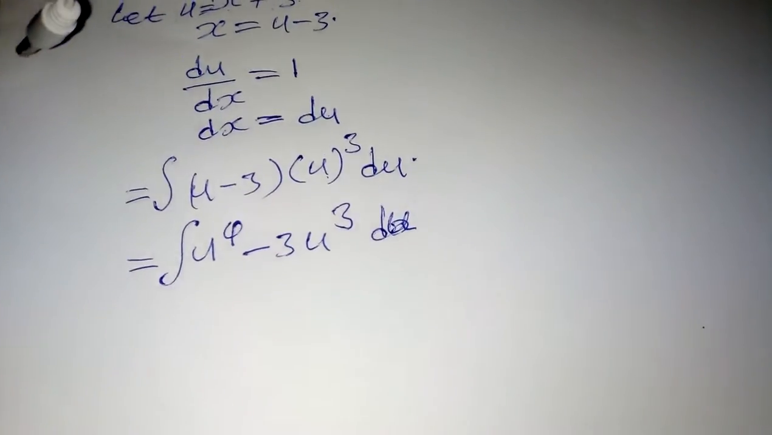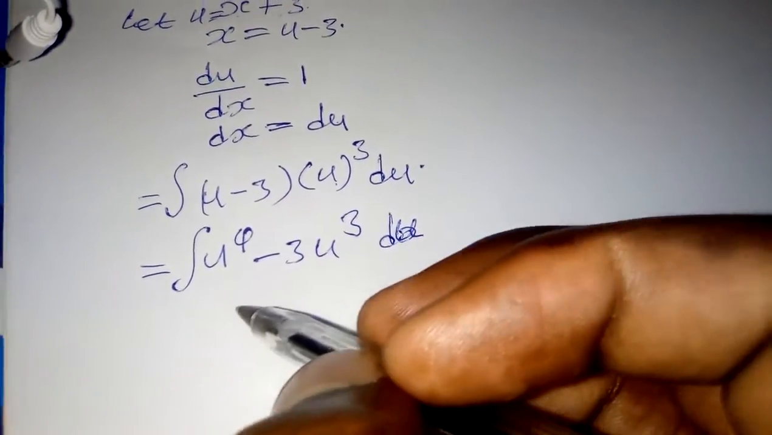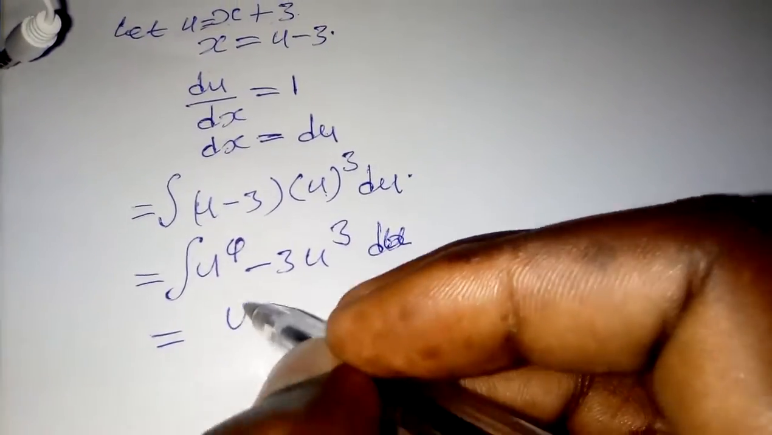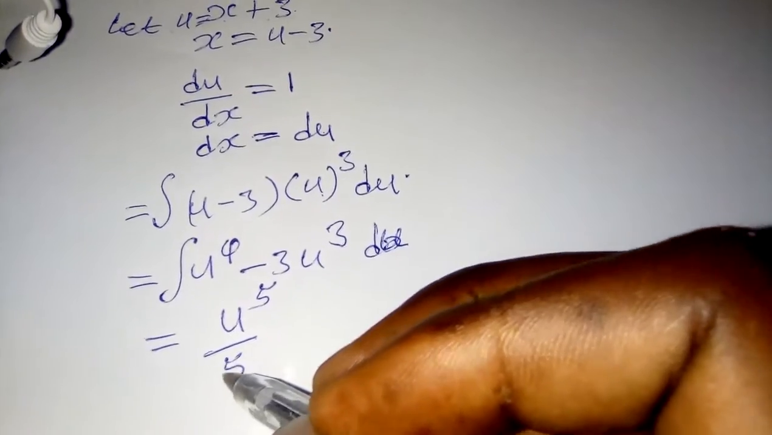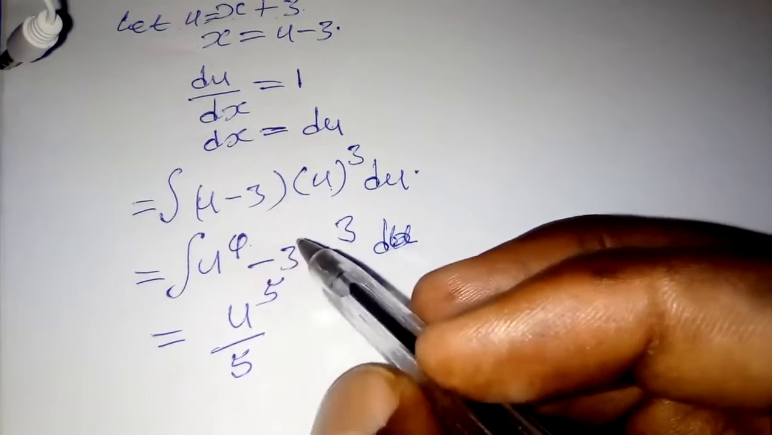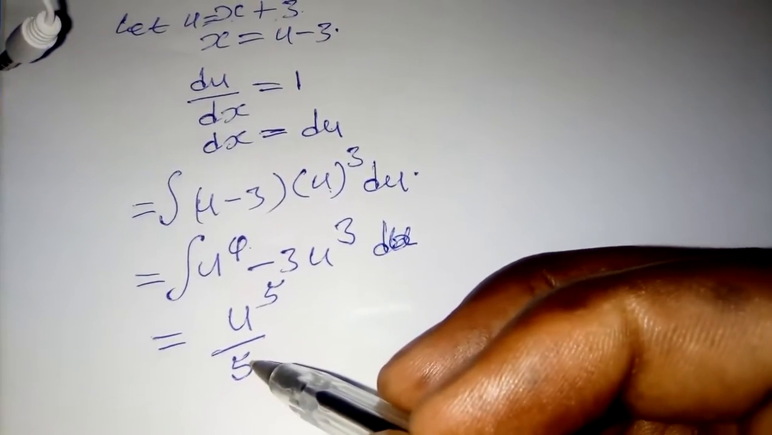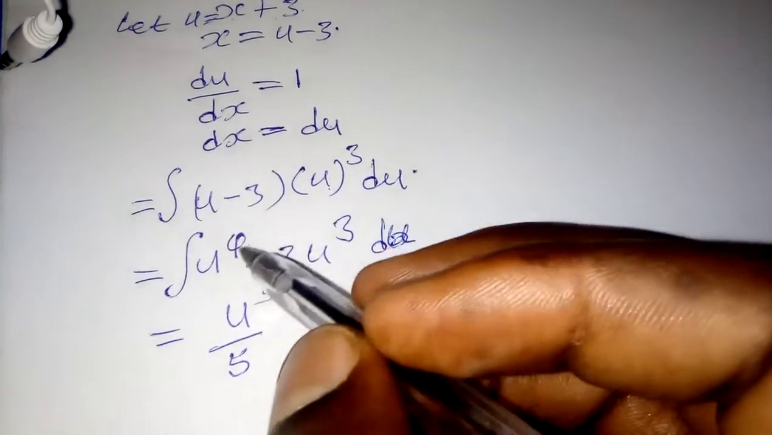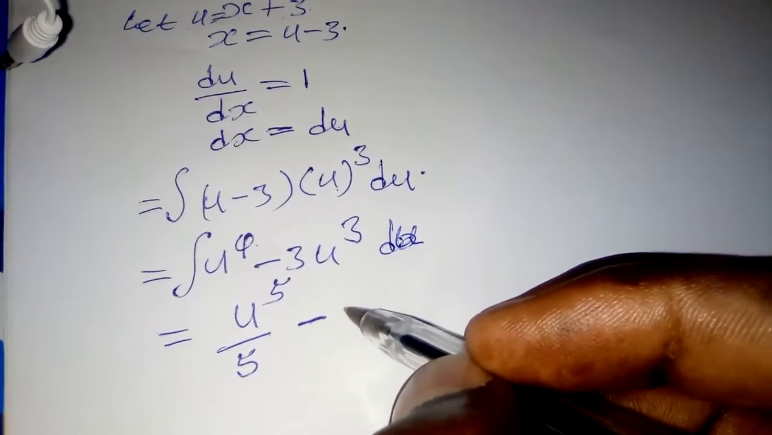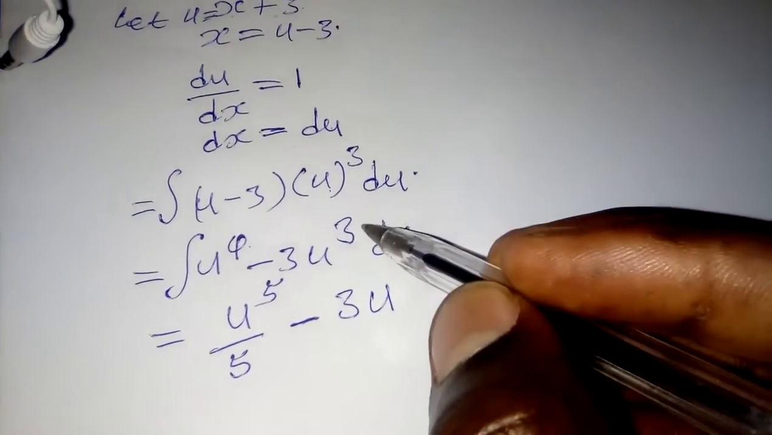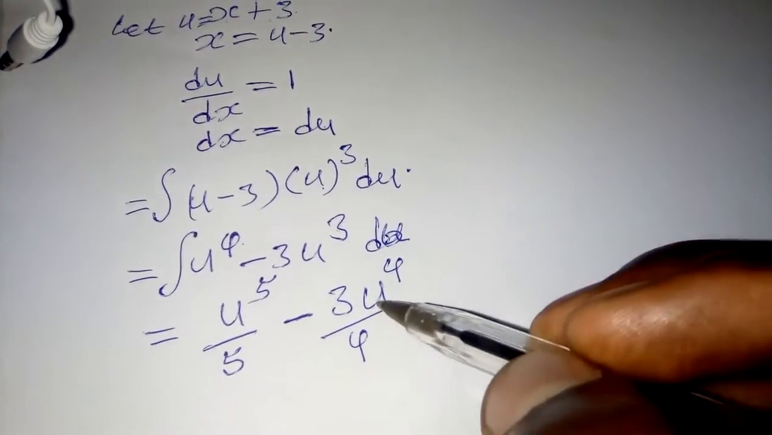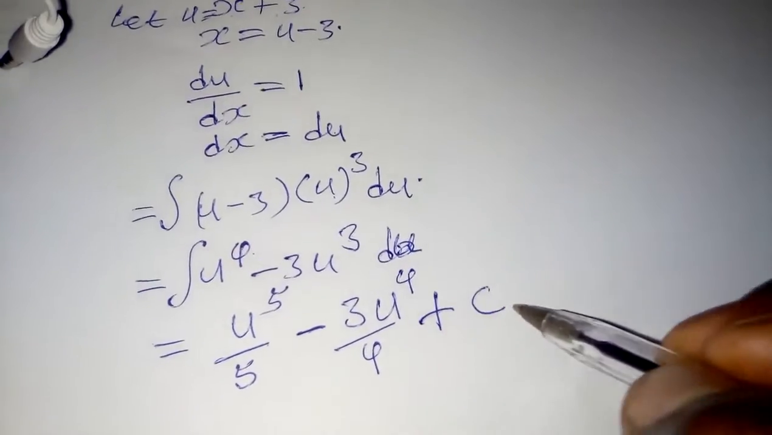So we proceed now by integrating this. How do we integrate this? So u to the power 4, when you integrate, you're going to have u to the power 5 over 5, because we just add 1 to the power there, and then divide by the new power. Even on the second one, we add 1 to 3, we're going to have u to the power 4, and then divide by the new power there. Then of course don't forget to put c.